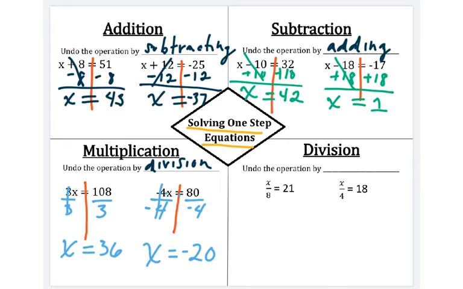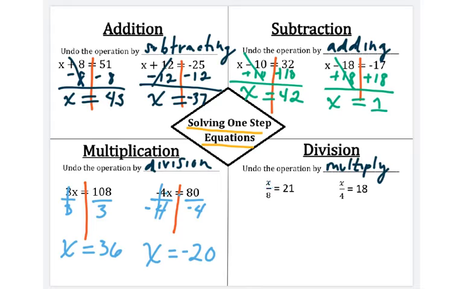In our last case, we have questions that are of division. They look like fractions, but fractions are really the same as division. So if this is a division problem, we are going to undo it by multiplying. The opposite, the inverse of division is multiplying. So in this case, it says x divided by 8.